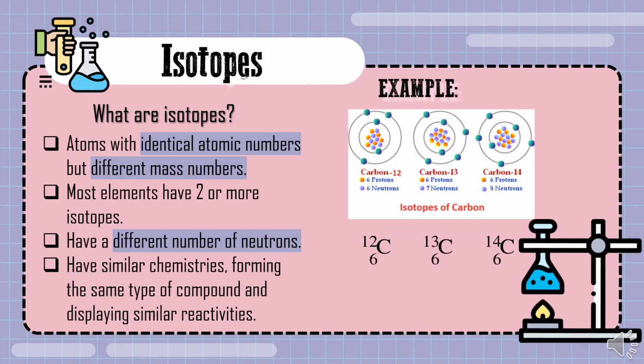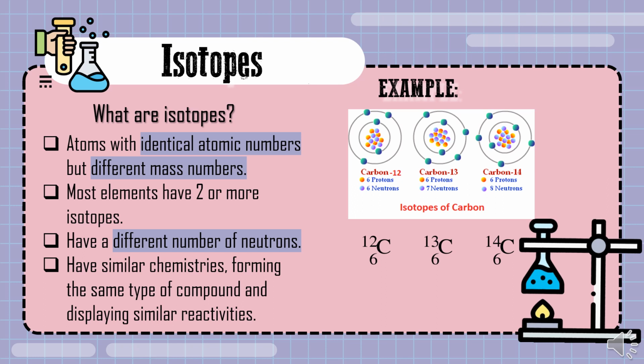The second content is isotopes. What are isotopes? Isotope is an atom with identical atomic numbers but different mass numbers. Most elements have two or more isotopes. Every isotope has a different number of neutrons. They have similar chemistries, forming the same type of compound and displaying similar reactivities.